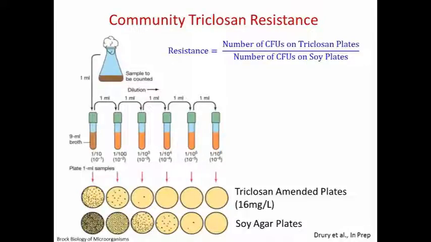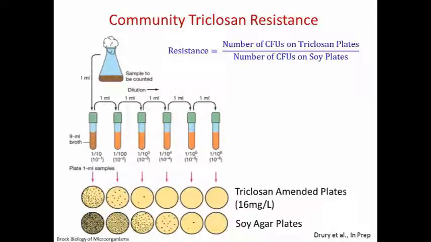So we had two types of agar plates. We had clean soy agar plates, and then we had plates that were amended with triclosan at 16 milligrams per liter. There was nothing magical about this concentration of triclosan, but we did an initial test where we used sediment from the clean site, the woodland site, and we checked different concentrations of triclosan to see what would give us a significant decrease in growth.